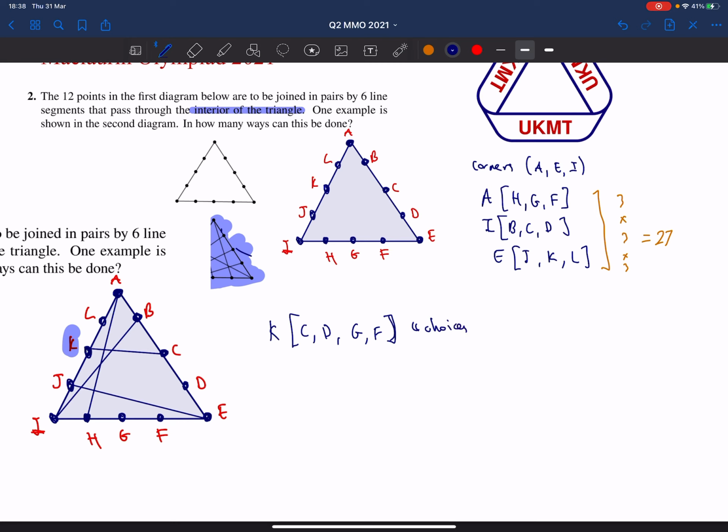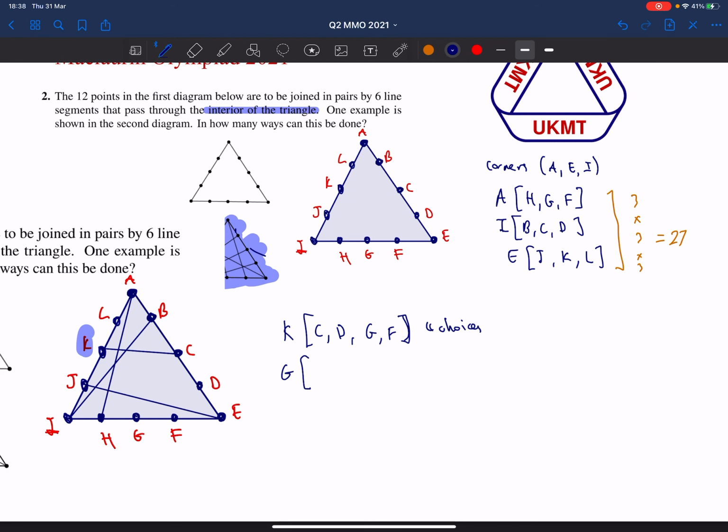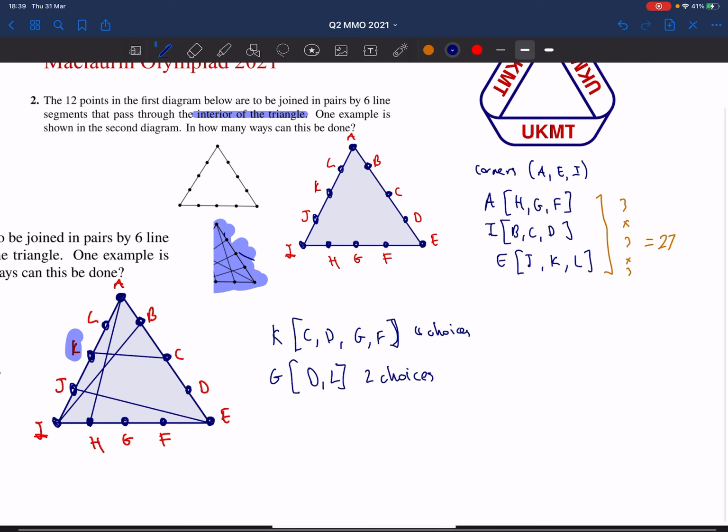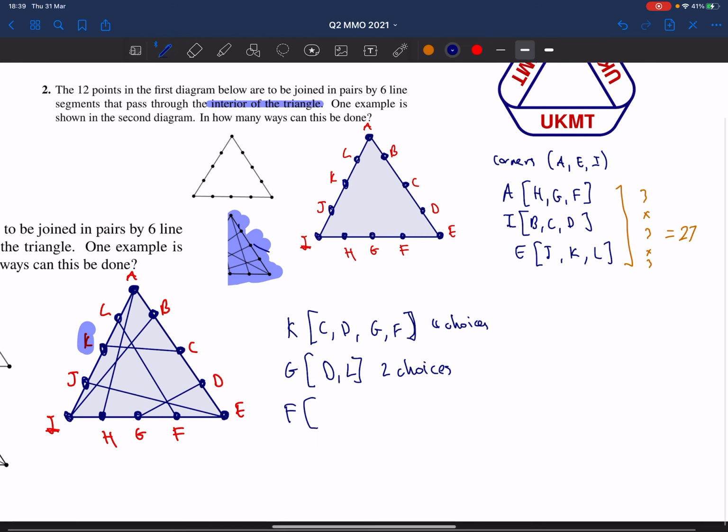Now, if we pick another letter, let's say G. G has exactly 2 choices, namely D and L. It can't be F, because that would mean it will pass through the interior, which isn't allowed. So if we pick G, it can pick D or L, which is 2 choices. And so let's say it goes to D. That means there's only one pair of points available, and that's L and F. So F must choose L.